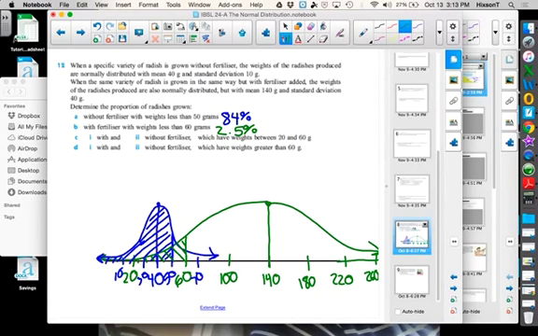So for example, if we're asked, what's the proportion of the radishes without fertilizer whose weights are less than 55, that's between 2 of the standard deviations, but we know it should be a little bigger than 84%. Okay? In fact, it should be between 84% and 97.5%. All right, so if we get a result that's outside of that range, we know we did something wrong. Okay? So the better we understand this, the less likely we are to make mistakes when we are using our technology.